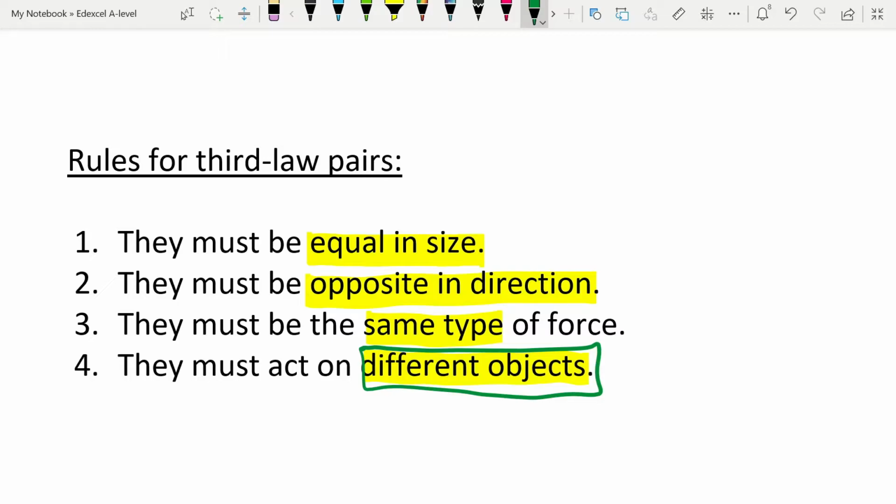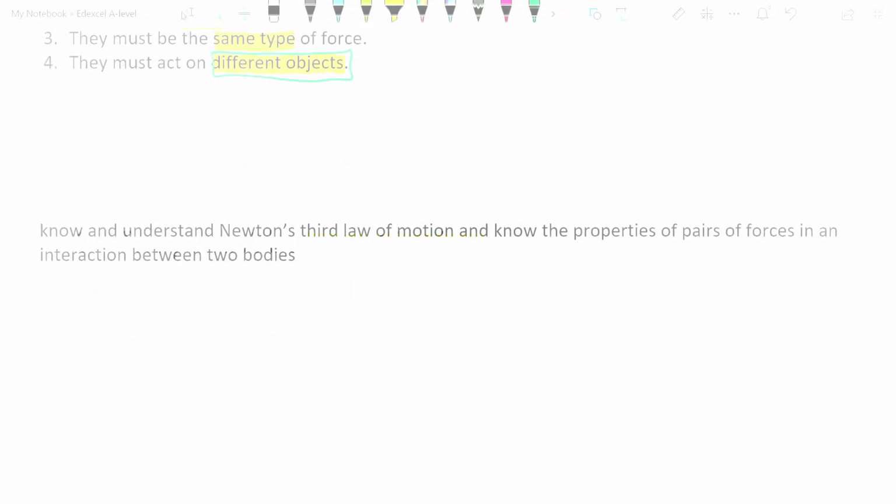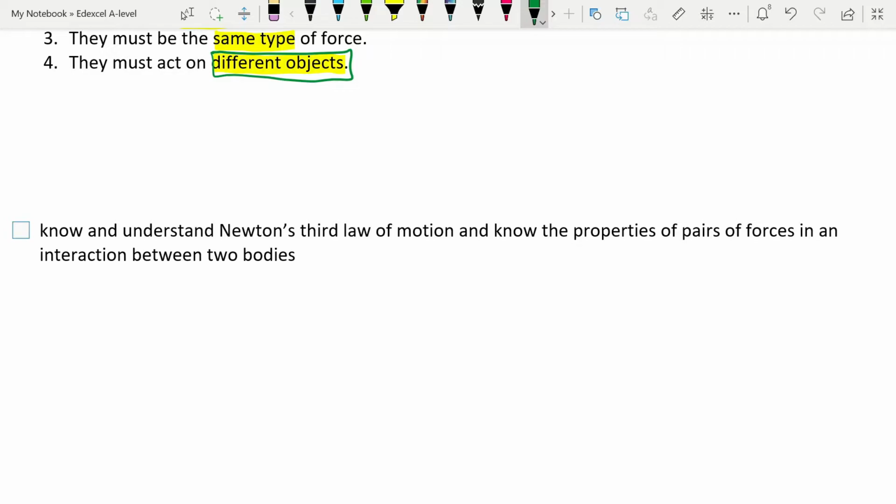Again, this is going back to where forces come from originally, and they come from one object pushing another and therefore getting a pushback. This was our first specification point. We needed to know and understand Newton's third law of motion. So know means you do have to know what it is: if object A exerts a force on object B, then B exerts an equal and opposite force on object A. But also understand. So the fundamental part of this is the understanding.